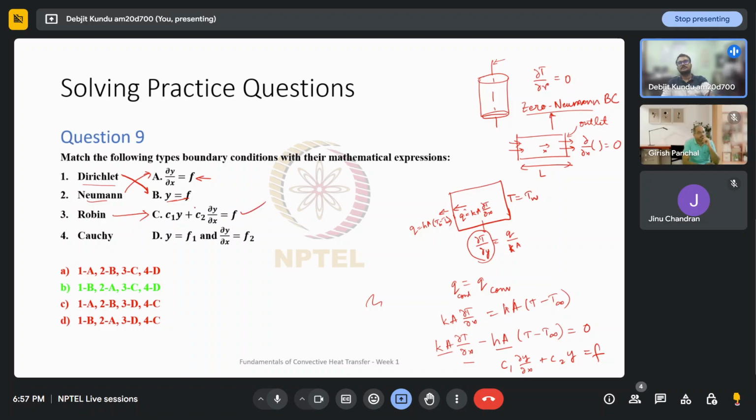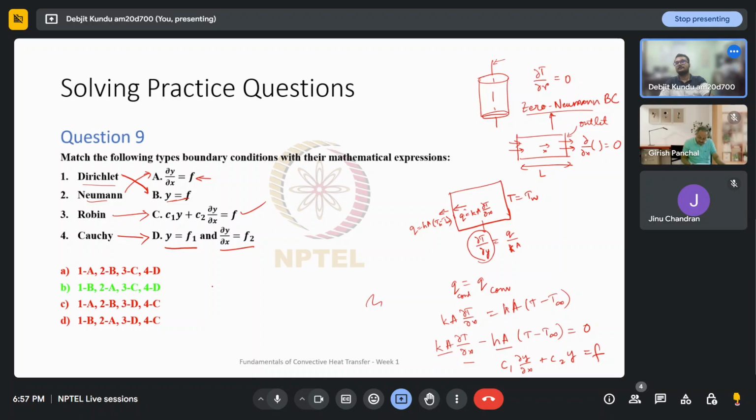So this is an example of a Robin type boundary condition, where these two things, one Dirichlet and one Neumann type, are mentioned separately but together nonetheless, that is a Cauchy type boundary condition. So 4 should match with D.